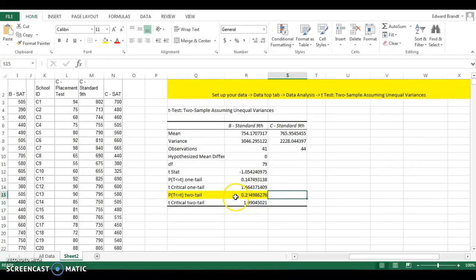This is the key thing to look for here. If it was a one-tailed test, then I would take a look and compare this to the 0.05. In this case, it's still not less than 0.05, which means, again, there is not a statistically significant difference between the two.